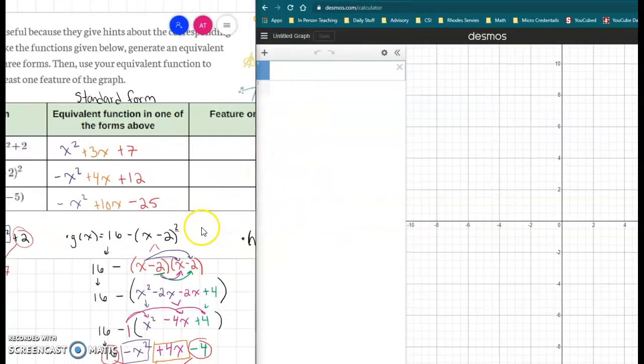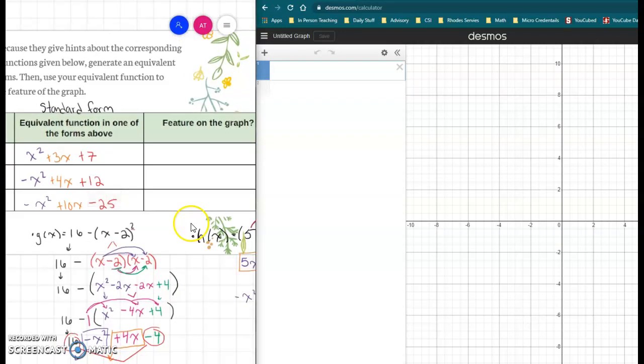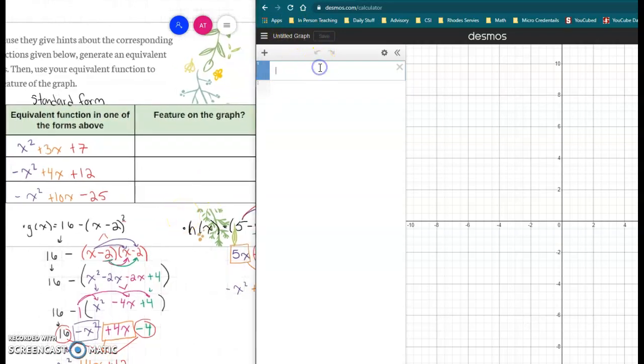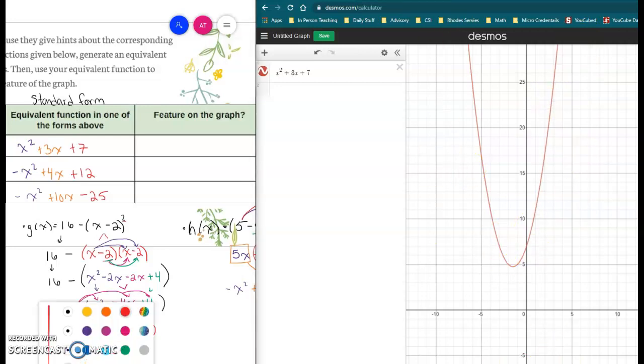So now we're going to find a feature on these graphs, meaning something that they have. So I think we're going to do if it's concave up or down. So we're going to take our equation, so x squared plus 3x, and if you don't know how to make that squared, hit shift 6 and it'll go up, and then you can add the 2, and then you'll be able to add the rest. So now I entered this first equation here. I can definitely see that it's concave up, right? It's facing up. So my feature of my graph is concave up.